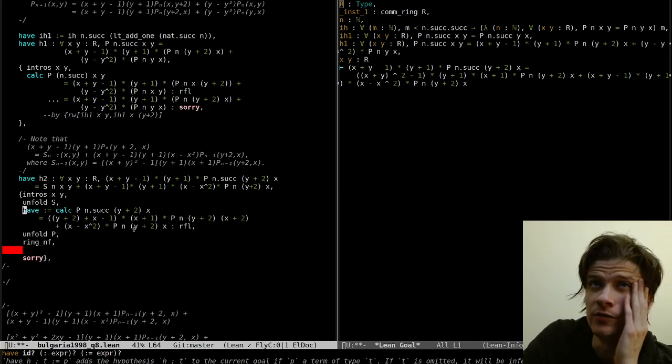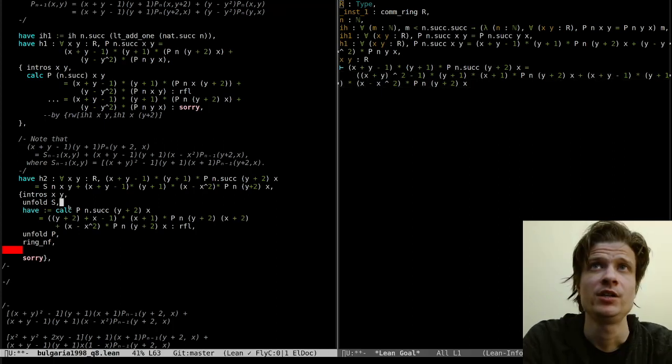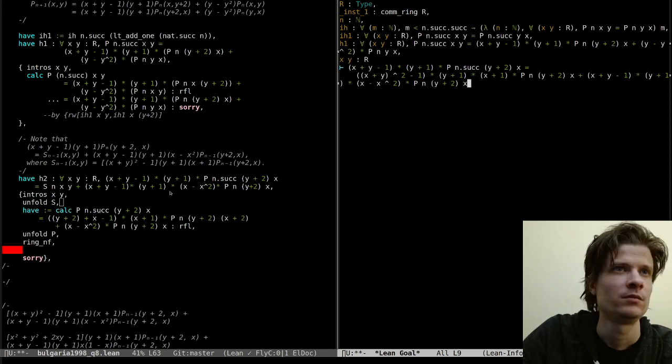I'm just looking for things where I can use H1 to rewrite stuff in here. Try H1 is going to let us rewrite something of the form P of n.suck. So the things that we have, it's always y plus 2x here. So I guess that's the only possible thing that we could use H1 for here. But there's just no way it's going to help because, well, maybe it will. What happens if we do it?